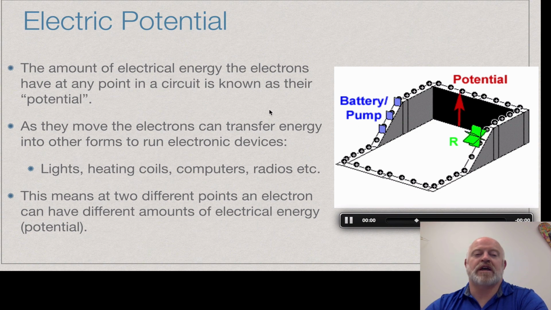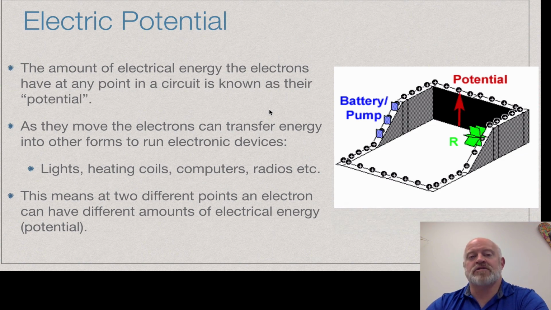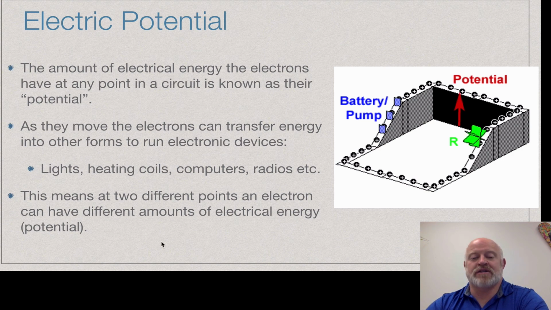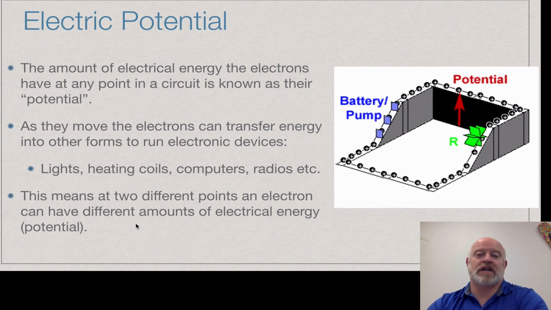So the idea here is that the electrons contain potential energy, and those electrons are then able to give that potential energy to the device to be able to use it. They can transfer that energy to run the devices. Which means at any given 2 points on a circuit, electrons can have a different amount of potential energy. They don't have the same energy at all times or all places.